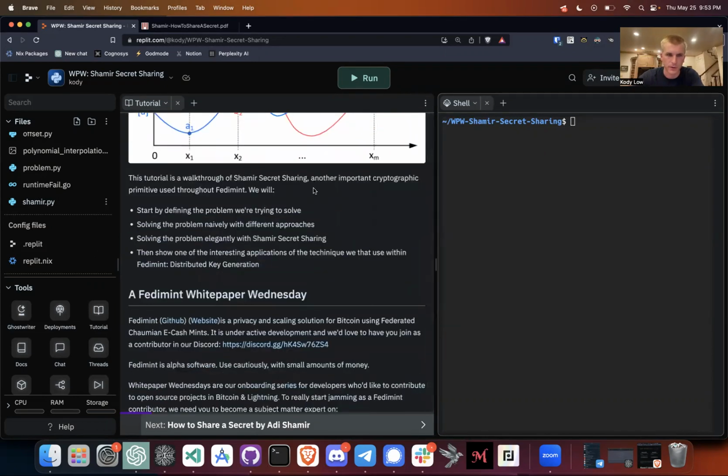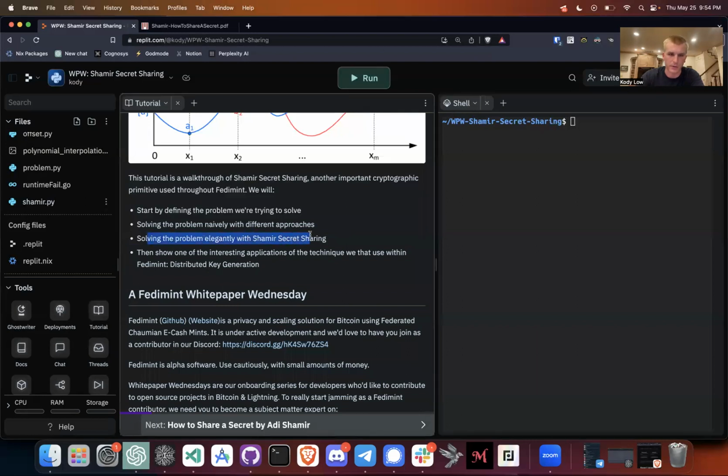This tutorial is a walkthrough of Shamir secret sharing. We're going to start by defining the problem that we're trying to solve with Shamir secret sharing, solving the problem naively with a couple different approaches. While we do this, we're going to go over some of the design choices we made in Fedimint, like why we program in Rust and some of the advantages we have from that. Some of the examples in this are in Python, right? But that's just for easy understandability. Fedimint itself, the reference implementation, is coded in Rust.